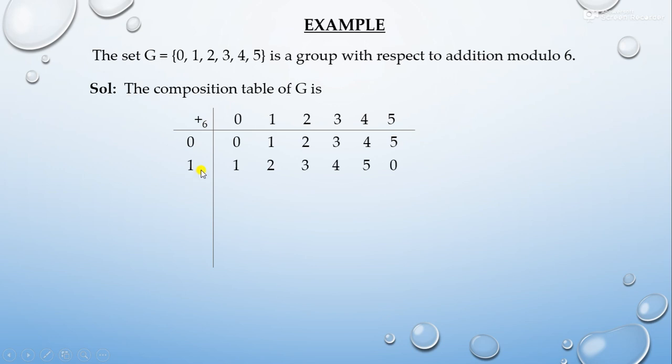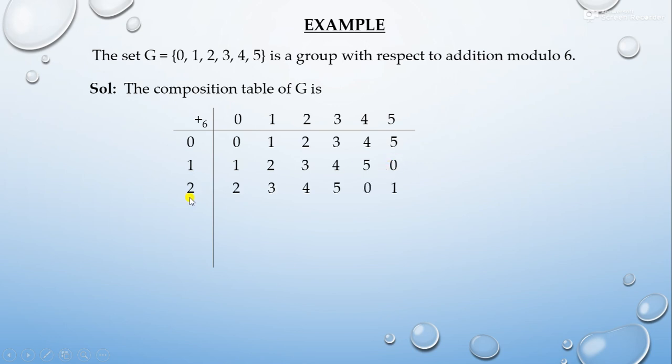When we add 1 to each number, 1 plus 0 is 1. 1 plus 1 is 2. 1 plus 2 is 3. 1 plus 3 is 4. 1 plus 4 is 5. 1 plus 5 is 6. But 6 is not less than 6, 6 is equal to 6. So in this case we have to write the remainder in the addition. When we divide 6 by 6, we get the remainder 0. So we write 0 here.